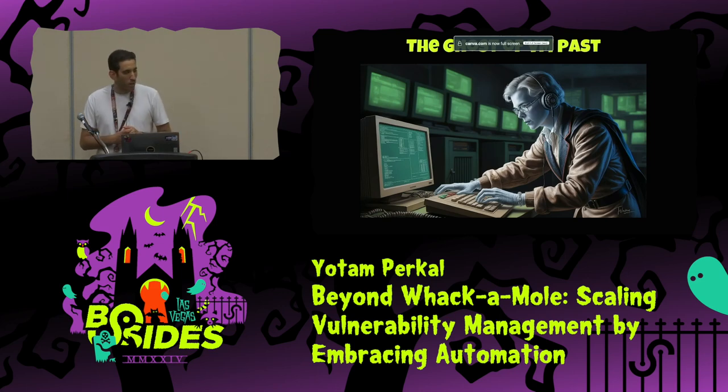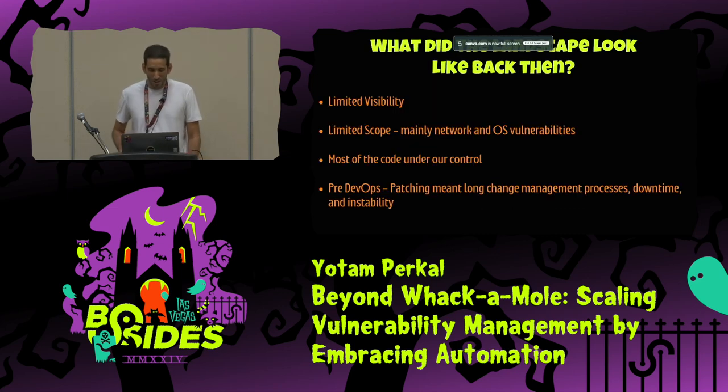So let's dive in. Let's travel back in time a bit, if you will, to the early 2000s, which is a good time. The vulnerability landscape back then, we had very limited visibility. The scope was mainly focused around network and OS vulnerabilities. We lived in a much simpler time where most of the code that we had was code that we had written or knew intimately. And obviously it was the pre-DevOps days, so we had a lot of fears and repercussions around change management processes, and remediation was a struggle.